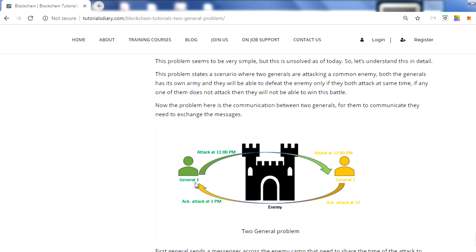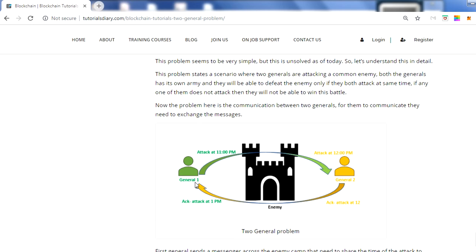Now, the messenger starts from General 1's camp and has to go through the enemy camp. It may happen that when he is going through, he is captured by the enemy, and the information he got from General 1 is distorted or changed. He had information that the attack should happen at 11 p.m., but now the enemy has changed it, and asked him to pass the information to General 2: attack at 12 p.m. instead of 11 p.m., so that both generals will not have the same information, right? So the messenger goes to General 2 and passes the information that, okay, let's attack at 12 p.m.